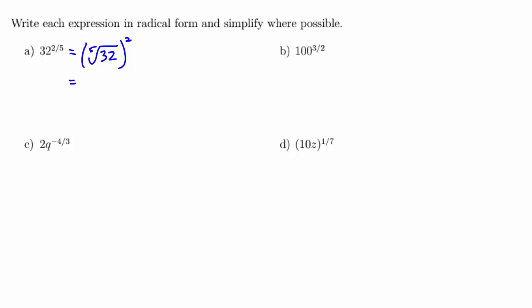Continuing on, we'll simplify that 5th root of 32 to the number 2 to get 2 squared. So the 5th root of 32 becomes 2, that whole thing is raised to the 2nd power, we get 2 squared, and that will simplify to 4.